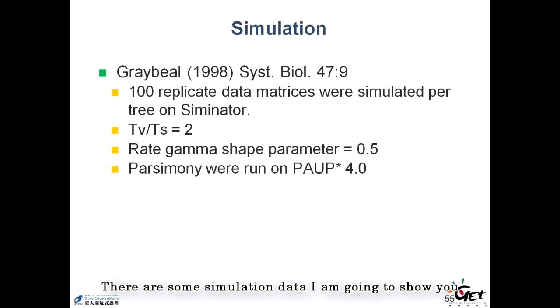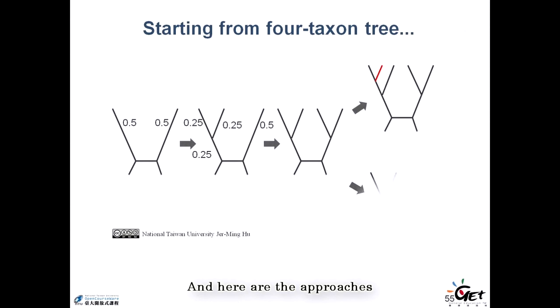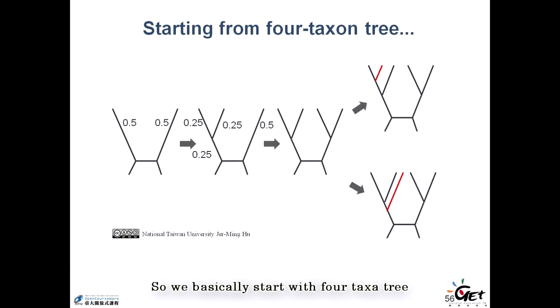There are some simulation data I'm going to show you, and these are the settings for the simulation data. It says transversion versus transition 2 and the others. And here are the approaches. We basically start with a 4 taxon tree with 2 long branches right here. We hope to break down the branches, and after we break them down and get the new data matrices, we want to see if we can still reconstruct the original correct phylogenies.